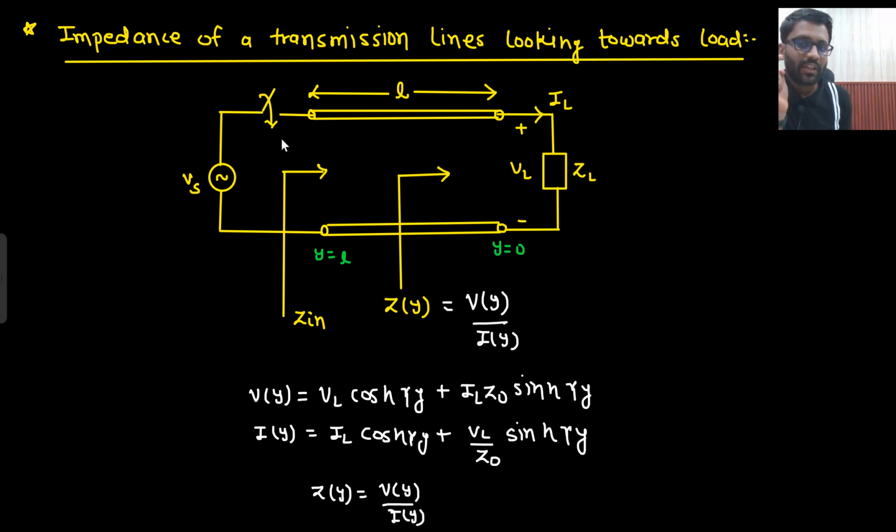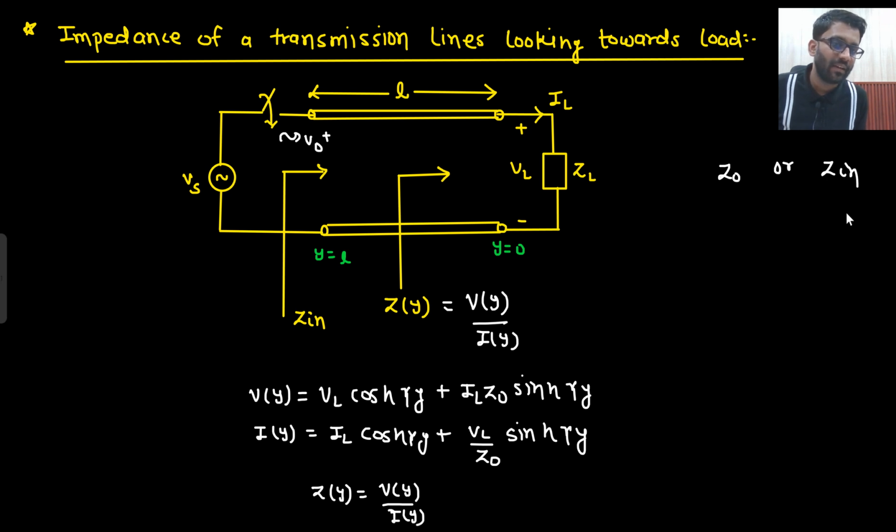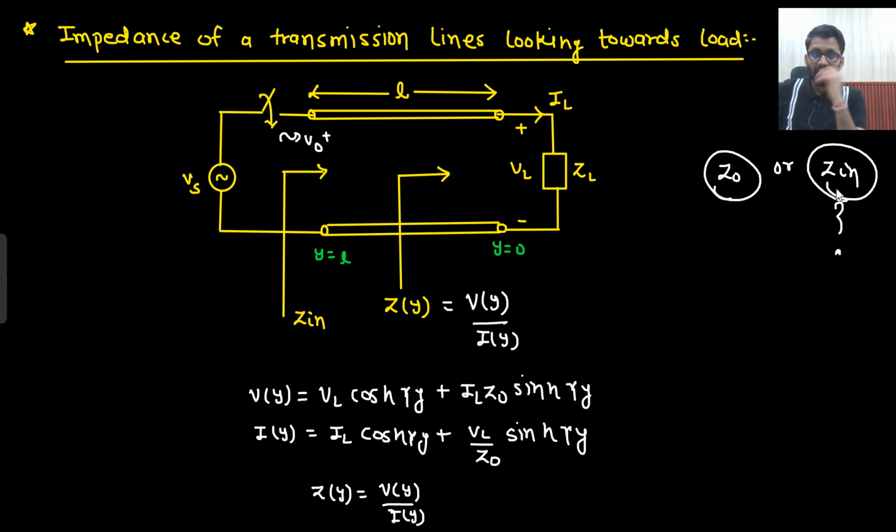From this source Vs, if V0 plus is going out, just as I close the switch, what will happen? V0 plus will go out. So what will it see, Z0 or Zin? Think about it and tell me. It will see Z0 impedance. Why is that so? Because at that time there is no reflected wave. Just as you close the switch, only the incident wave is there, and incident voltage wave divided by incident current wave gives Z0.